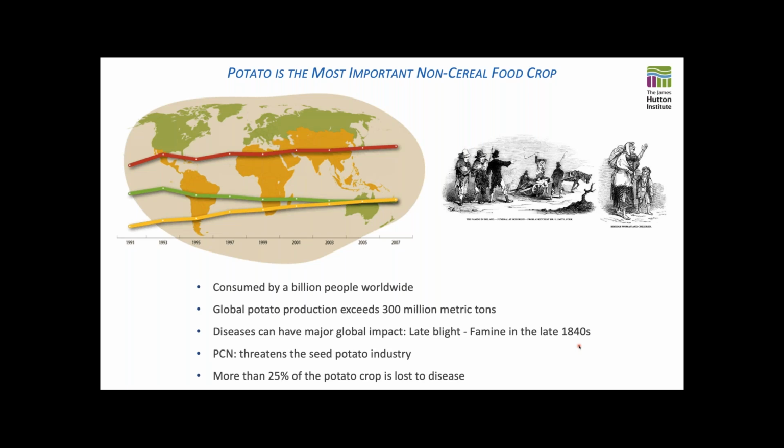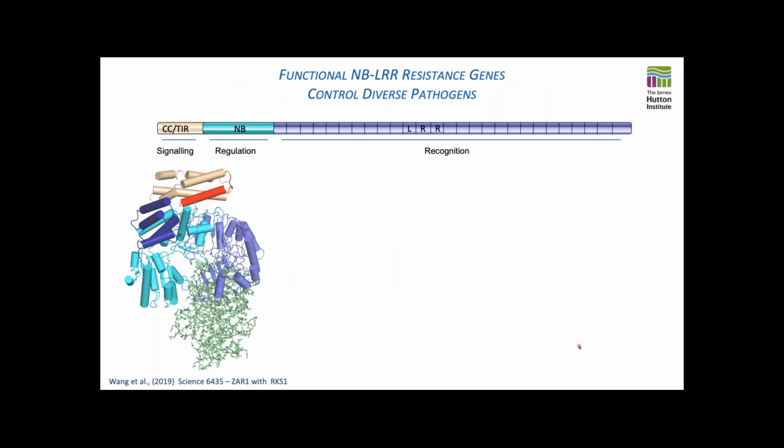So looking at our production, we are producing more than 300 million metric tons a year, but we are losing about 25 to 30% of our crops to diseases. And that's something we obviously want to address. And that's where RenSeq comes in. So we are interested in the functional nucleotide binding leucine-rich repeat, or the NLR class of resistance genes, to control these diverse pathogens of potato.